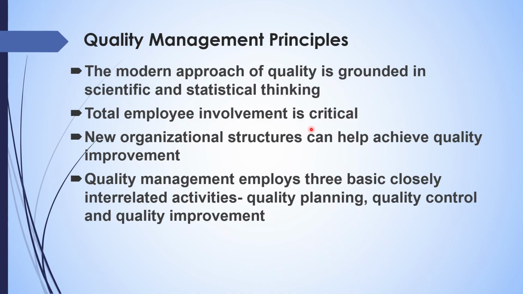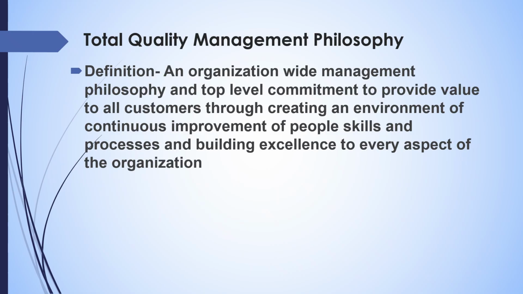Total employee involvement is critical. The employees should be involved totally for the success, for maintaining quality. New organizational structures can help achieve quality improvement. So the organizational structure should be streamlined, and that will help in achieving quality improvement. Quality management employs three basic closely interrelated activities: quality planning, quality control, and quality improvement. I'm talking about all these three things in a different slide.